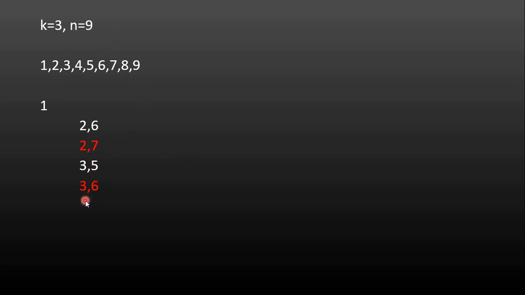Now I need to move to the next second digit, right? So after 3, the next second digit is 4. If I go to 4, 4 plus 1 is 5, and the number after 4 is 5. So 5 plus 5 is 10. So 10 is exceeding the n value. So I know that with 4 and so on, it won't be a valid number.